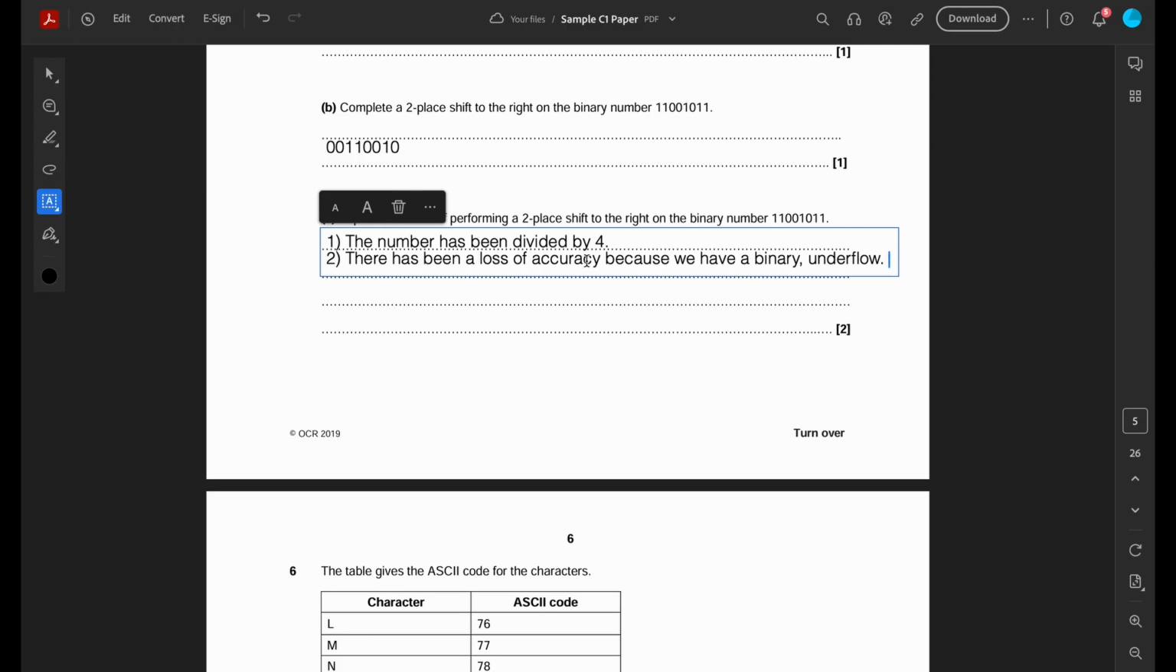Again, loss of accuracy is what they're looking for, but because we can go a little bit further, you might show our knowledge. We've got a binary underflow. That's basically where the 2 ones on the right-hand side get lost completely, and we lose those.